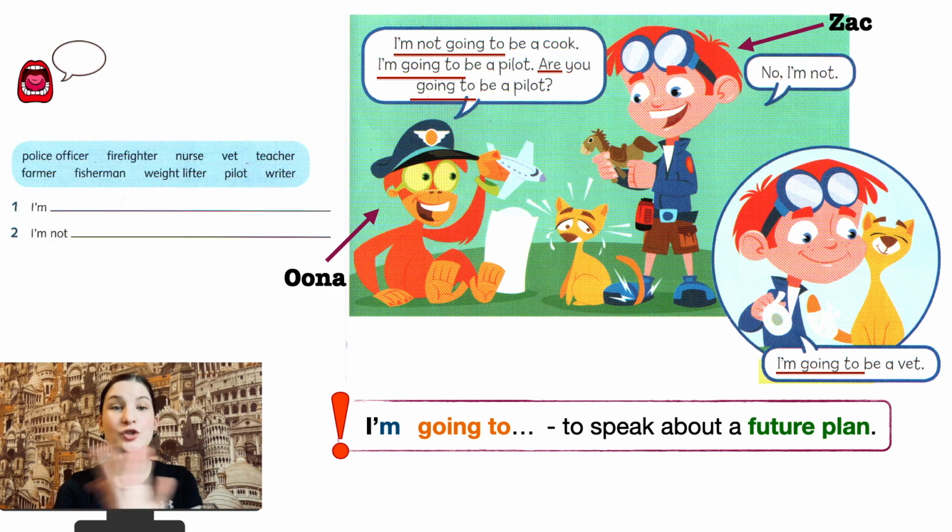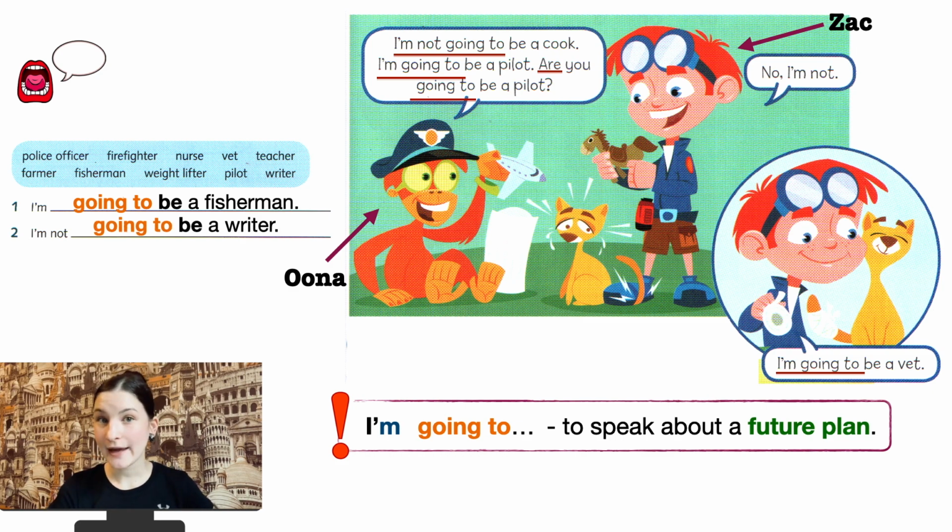Look at these 2 sentences. You don't need to write them if you don't want. If you want, of course, you can write them. You need to speak. For example, I am going to be a fisherman. I am not going to be a writer. Now pause the video and say 2 sentences about yourself.